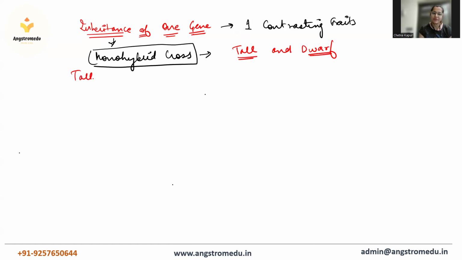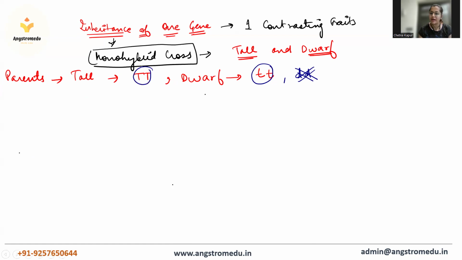The tall has been represented by the capital T, capital T. So these are the parents. Okay, we are going to cross them. And the dwarf has been denoted as the small t. You should never ever mark it as a capital D. Okay, no, this is not at all the correct way to express the dwarf trait. You should always express the dwarf as small t, and the tall plants as capital T and capital T.